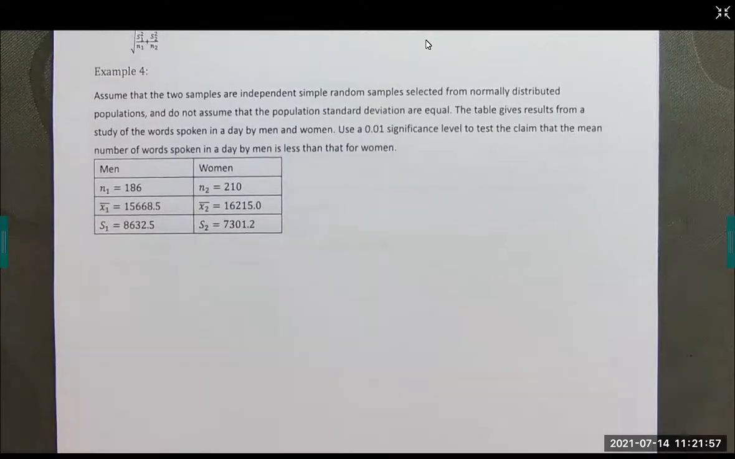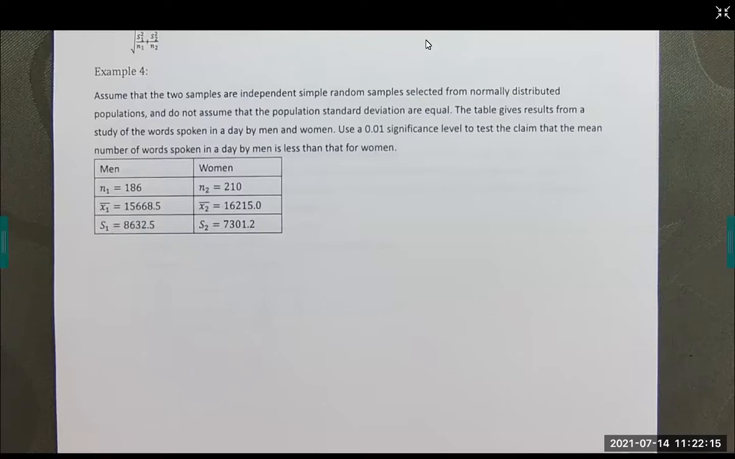The first sentence here is nothing more than just making sure that we've met all the requirements that I just read. So assume that the two samples are independent, simple random samples selected from normally distributed populations, and do not assume that the population standard deviations are equal. Again, that's the not pooled.